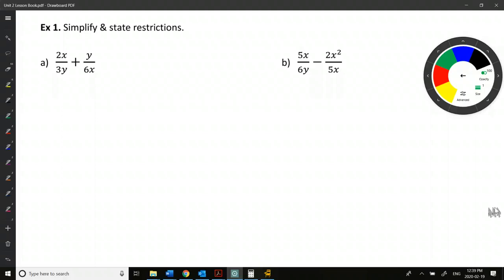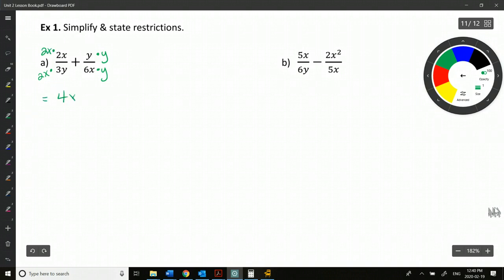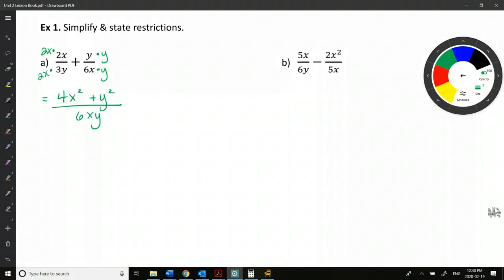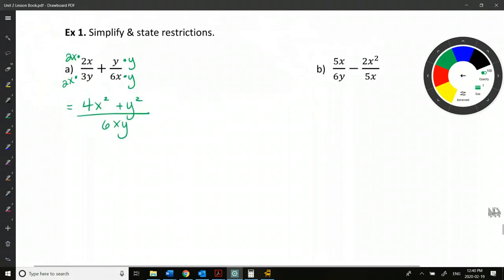So let's think about a common denominator between 3y and 6x. How about 3 and 6? Let's start with that. Common denominator between 3 and 6? 6, right? And each side needs the variable that the other side has. So this one just needs a y, and this one's going to need a 2x. Okay, can I do anything else to reduce here?